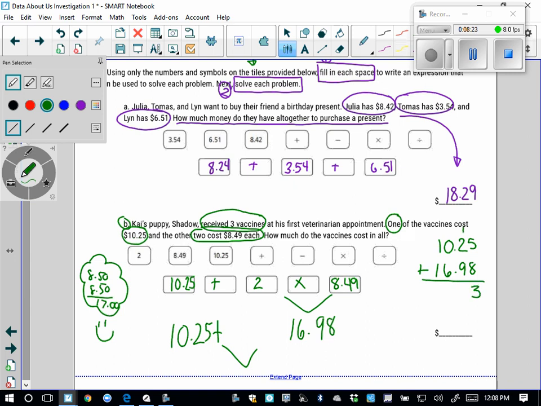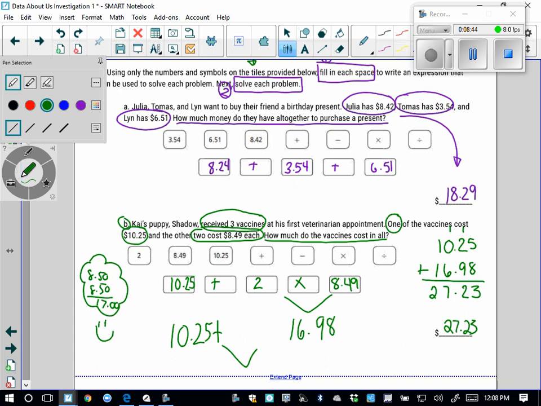13, carry the 1, 12, carry the 1, break down the decimal, $27.23 is my cost. I'm going to reread the question. How much did the vaccines cost in all? Oops, I forgot to underline that.